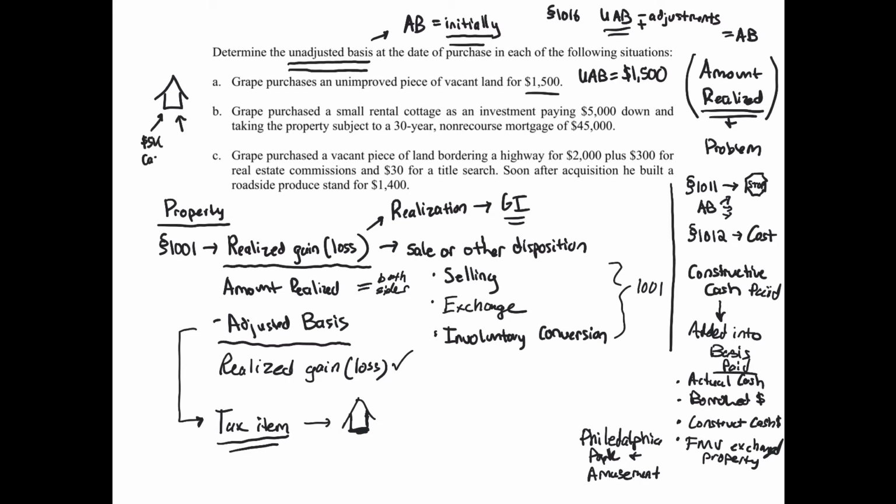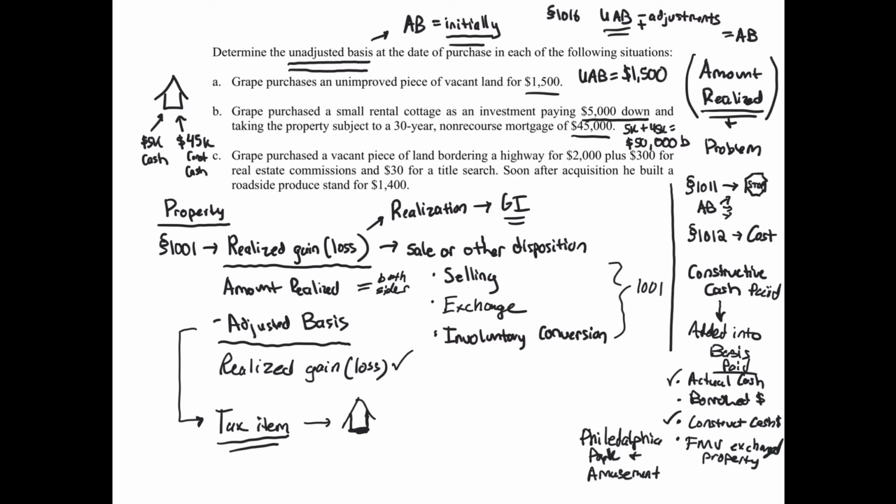$5,000, $5K of actual cash, and also taking the property subject to a 30-year non-recourse mortgage of $45,000. So constructive cash paid, right? Constructive cash, there's a liability on it of $45,000. So that would be constructive cash. We have actual cash and constructive cash. We can add both of those into the basis. So we take the $5,000 actual cash, the $45,000. So we add those together. $5,000 plus $45,000 equals $50,000, and that's the answer for B. The unadjusted basis in B is $50,000.